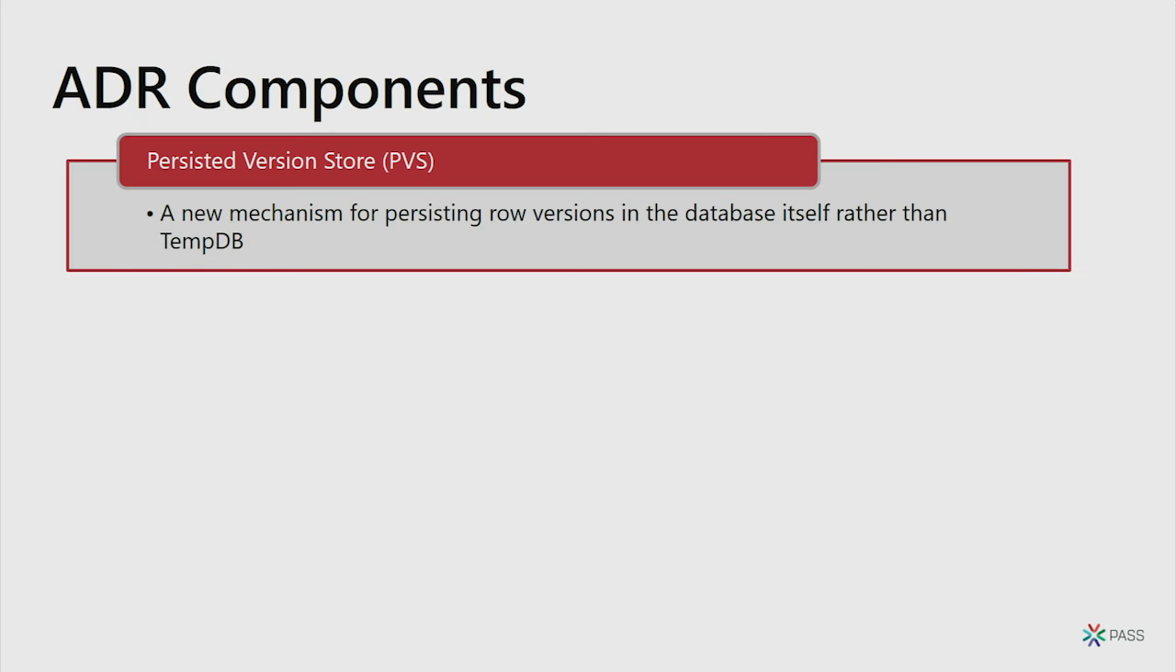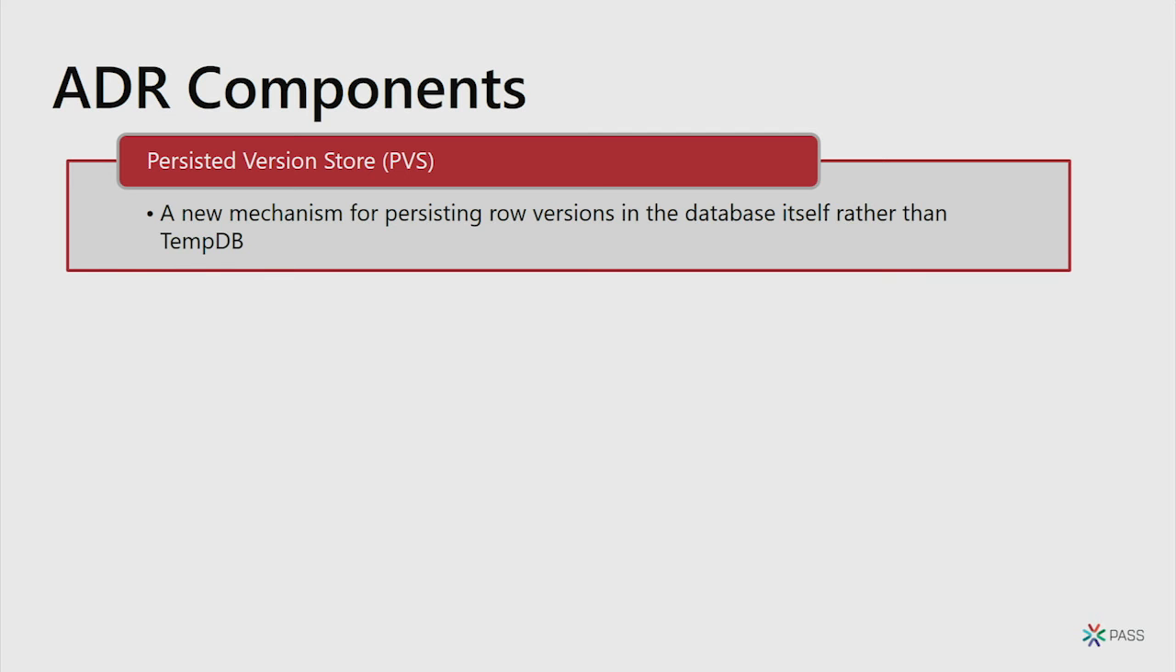OK. Maybe not. OK, so persisted version store, or PVS. This is a new component that was introduced to support accelerated database recovery. And you may have heard of a version store before. Anybody using Snapshot Isolation or read committed Snapshot Isolation? Yeah? Good portion of you. So that uses a version store. Where's that version store stored? TempDB, right? Where is this version store stored? In your user database. Okay?